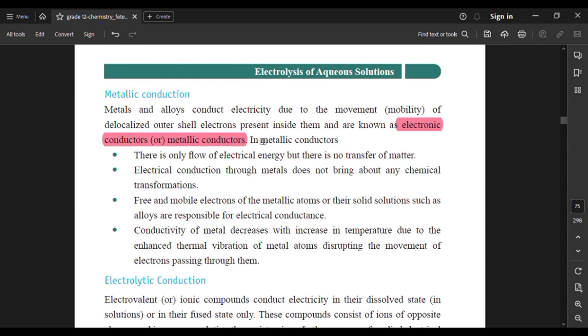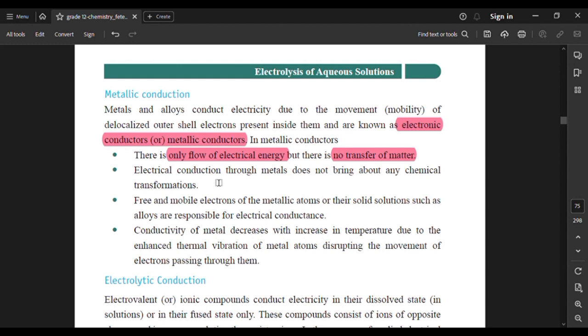So in metallic conductors there is only flow of electrical energy but there is no transfer of matter. Metallic conductors keessatti electrical energy qofatu flow ta'a. Only flow of electrical energy but there is no transfer of matter. Maatariin tasumayyuu transferiin ta'u jechuudha. So electrical conduction through metal does not bring about any chemical transformations. Metallic conduction keessatti tasumayyuu chemical transformationiin hin jiraatu jechuudha.